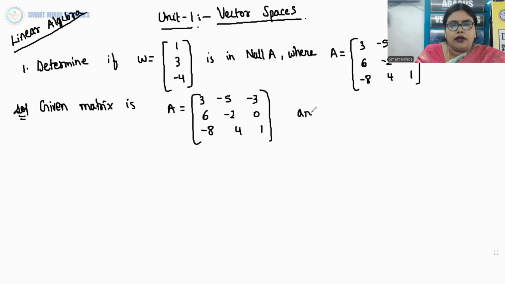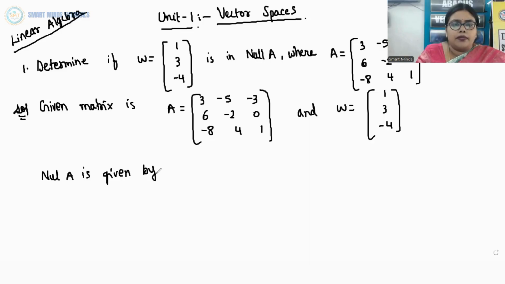And W is equal to 1, 3, -4. Now what is Null A given by? Null A is given by AX equal to 0. Now we will consider AW. That means we need to multiply the A matrix and the W matrix.